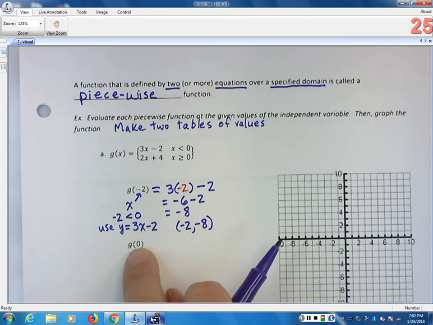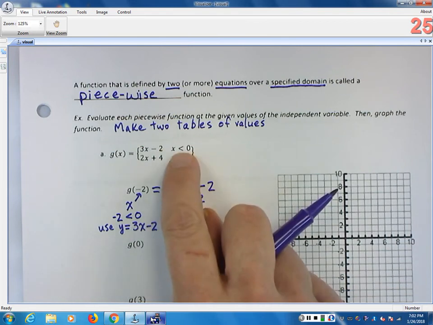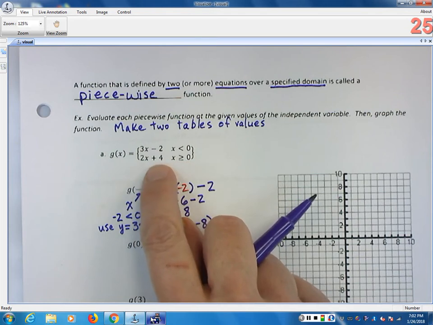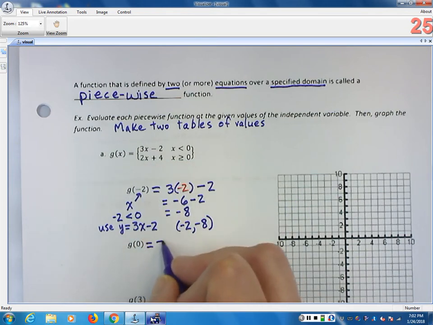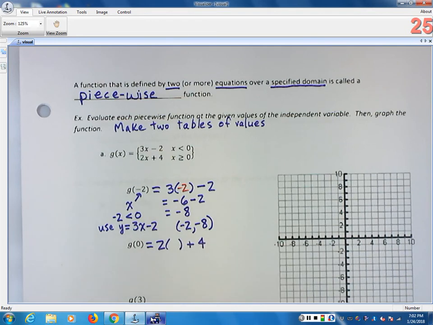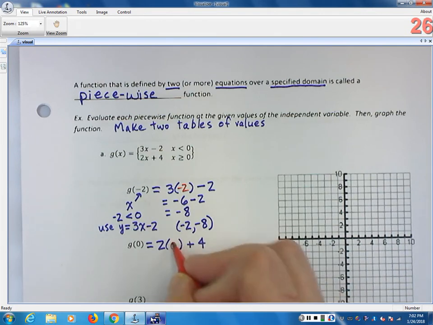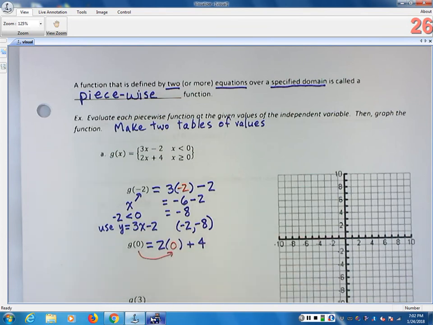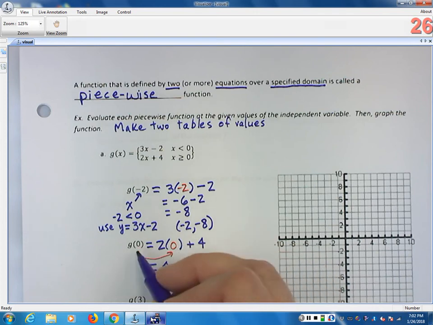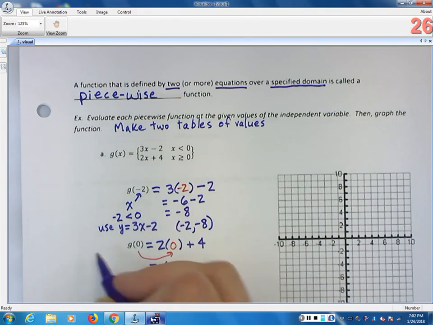G of 0. So is 0 less than 0? No. So you have to use this definition. So you have to use 2x plus 4, is 2 times x plus 4. And that's 0. X is 0. And that's 0 plus 4, or 4. So for 0 we had to use the second definition.